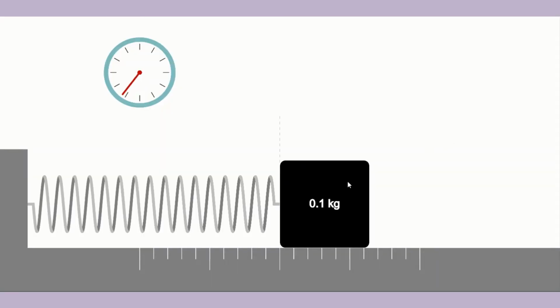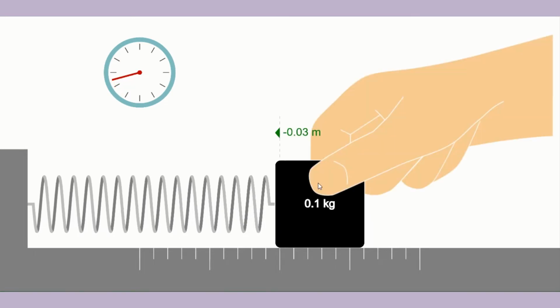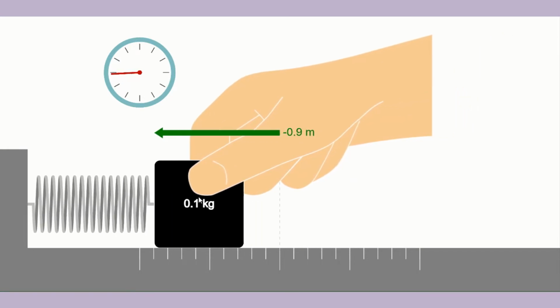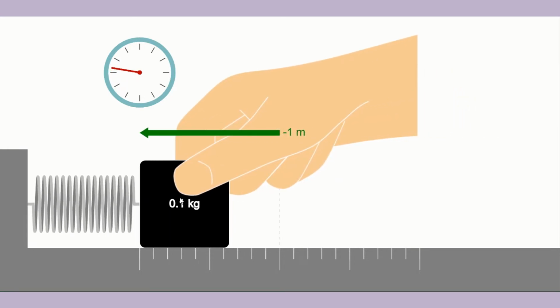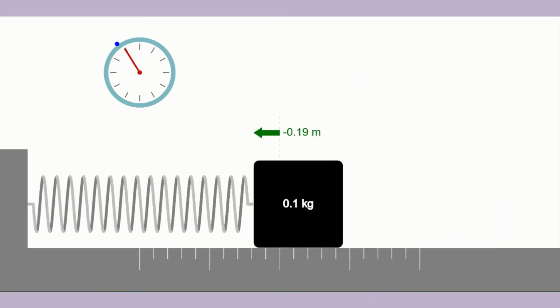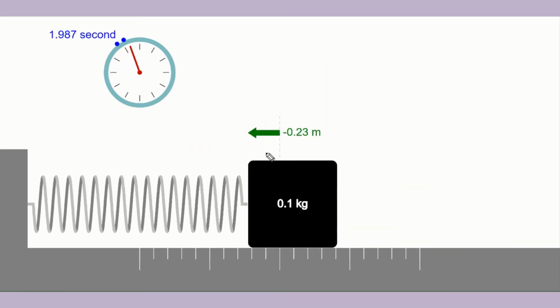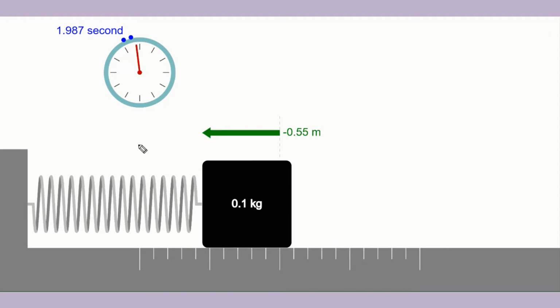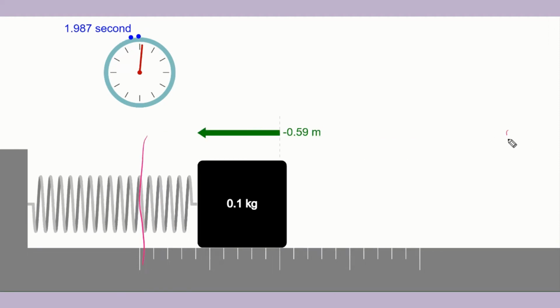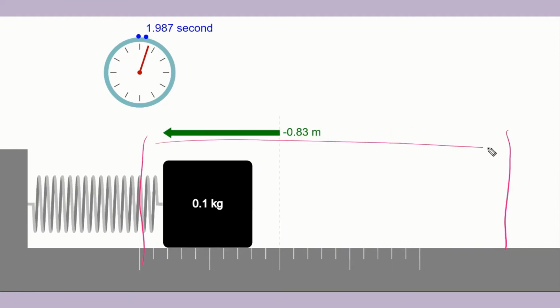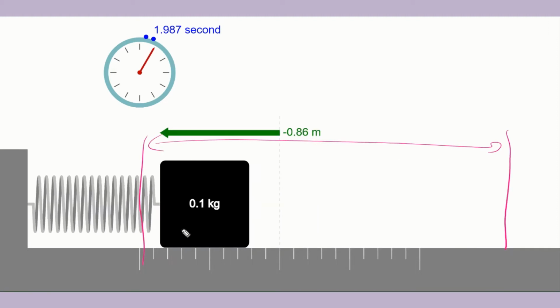So another vibratory motion you can see using the spring this time and not a pendulum. So I will be just pushing this box. Okay, you can see I'm compressing the spring and I'm gonna let it go now and let's see what happens. So the box is vibrating between two extreme positions.